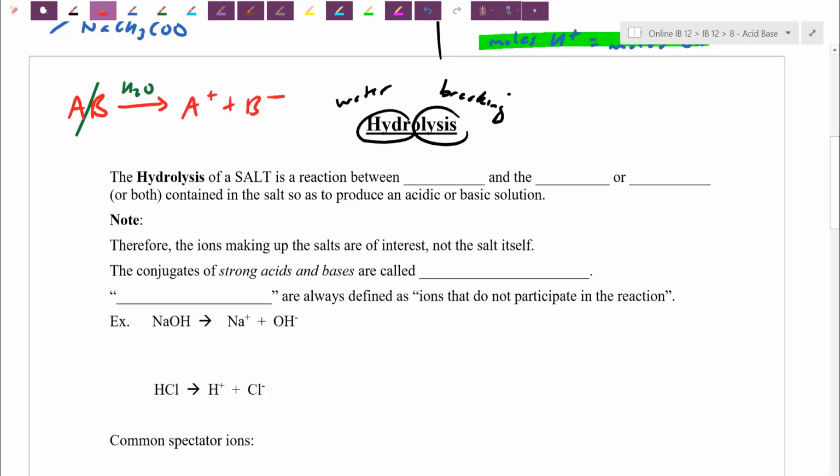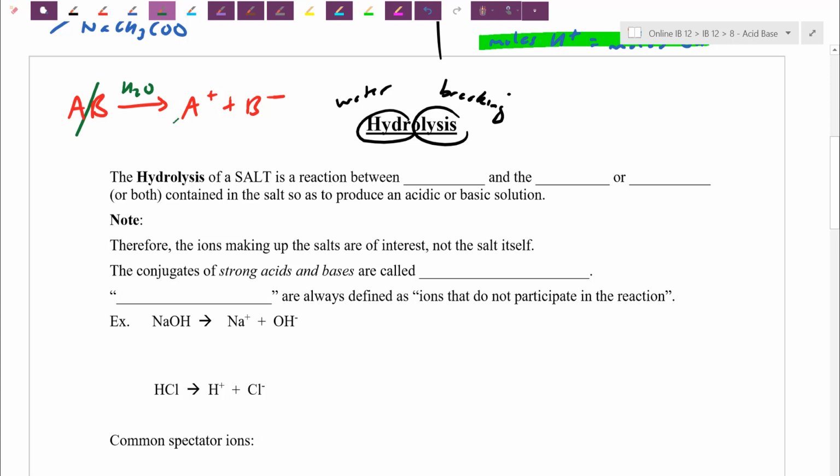After you dissociate it, for some salts, the ions themselves are conjugates of strong acids or strong bases. They have actually no chance of going in the reverse direction. So in that situation, they're going to be spectators. After we've dissociated them, we're going to cancel out the spectators. If you're not a spectator, then you're going to check the table. And that's generally the procedure that we're going to be after.